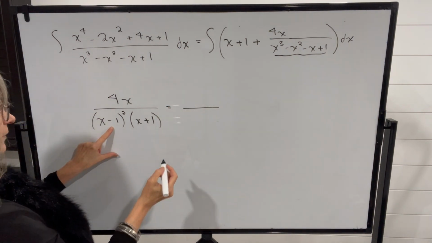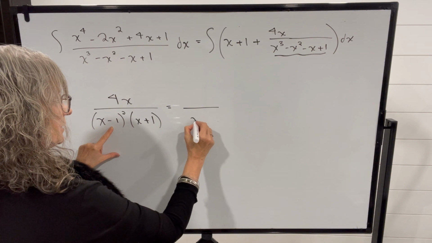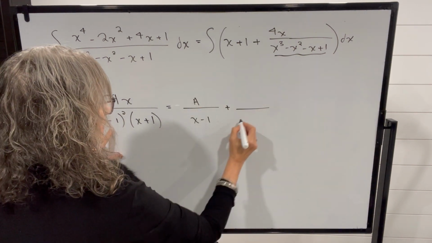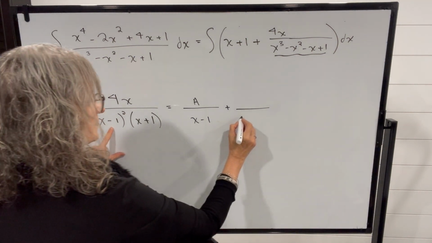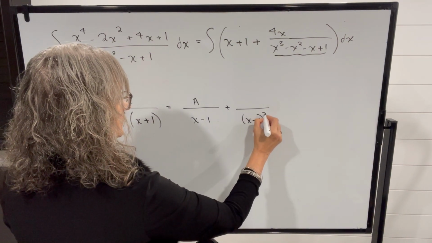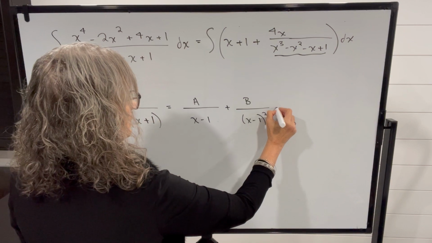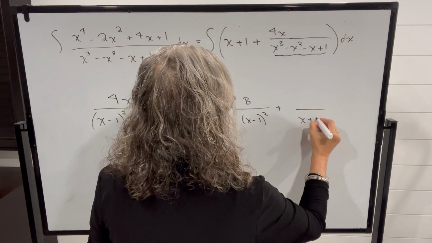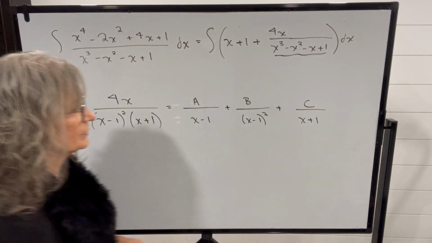So let's break it down. Our first fraction will have a denominator of x minus 1. We don't know the numerator. The next fraction will have a denominator of x minus 1 squared. We'll let the numerator be B. And our last fraction will have x plus 1 in the denominator, and our numerator is unknown, so we'll call it C.